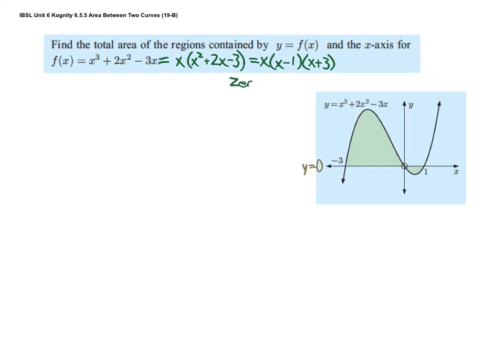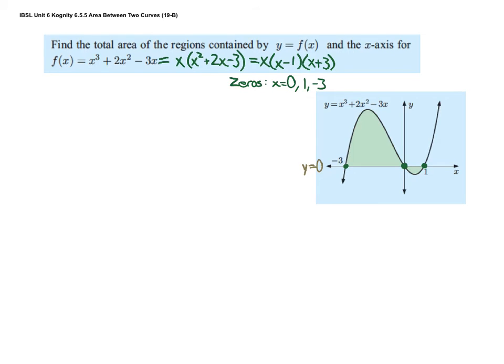The zeros are at x equals 0, 1, and negative 3, just like they have pictured here on the graph. You're not going to be given that, even most of the time. So now we can find our area.